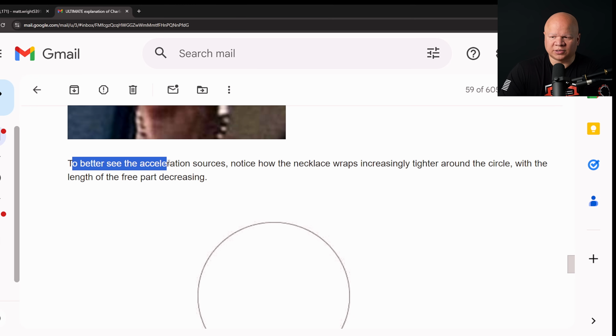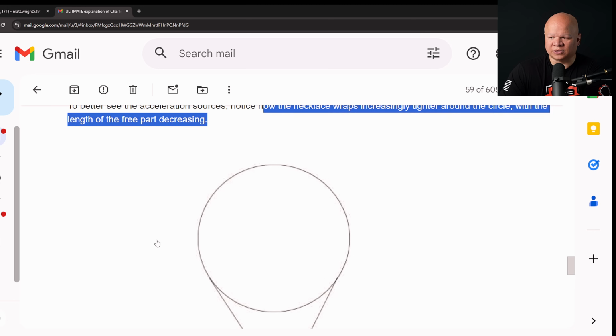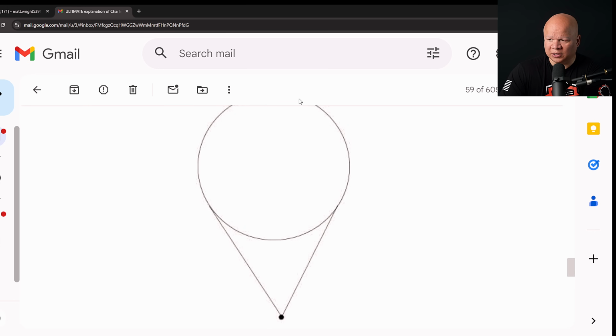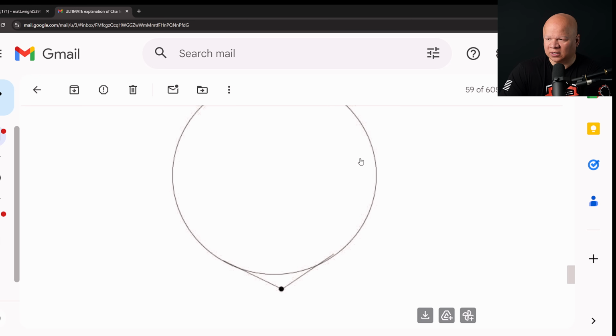I don't know. To better see the acceleration sources, notice how the necklace wraps increasingly tighter around the circle with the length of the free part decreasing. So this would be Charlie's neck, and this would be the pendant and necklace hanging down. So as cavitation happens in the neck, the forces on the outside of the chain would increase, pulling this closer and faster into the tissue.